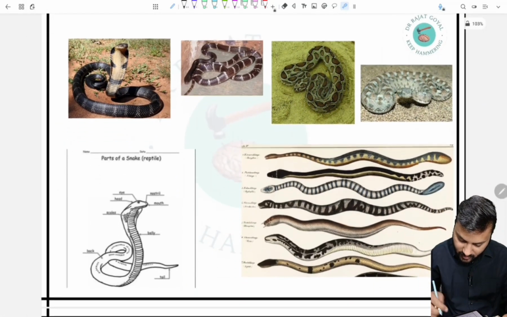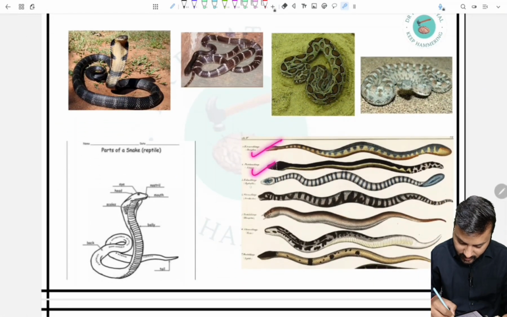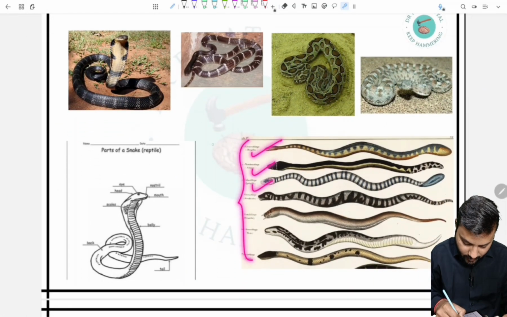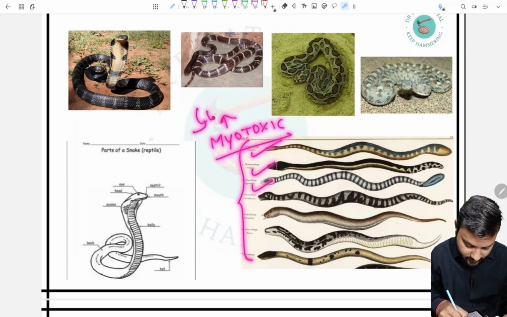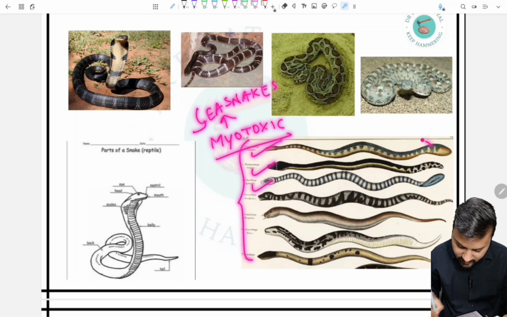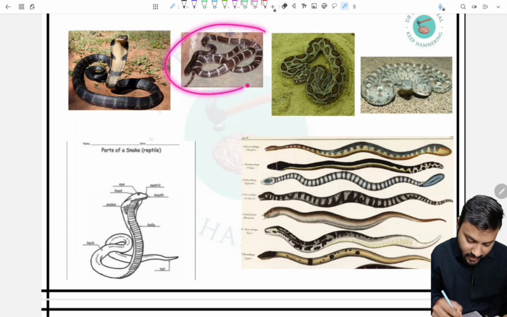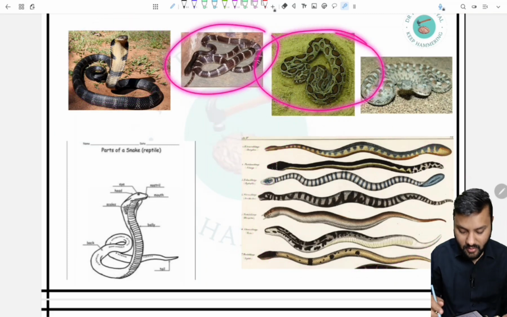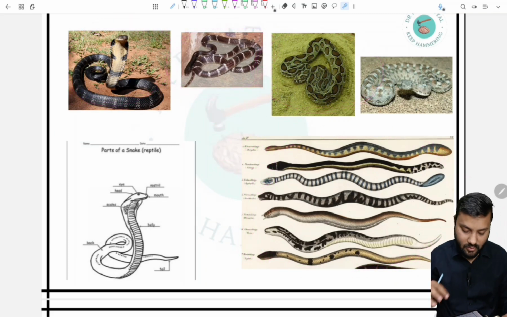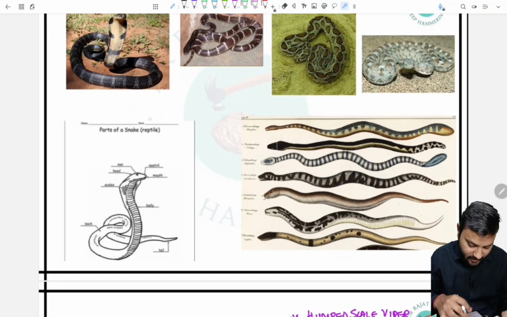Now here we can see many different types of snakes, and these are all myotoxic, which are the sea snakes. So these are the sea snakes, this is the cobra, the king cobra, this is the banded krait, and this is the viper. So these are the important four snakes that we have to remember and that are asked in the exams.